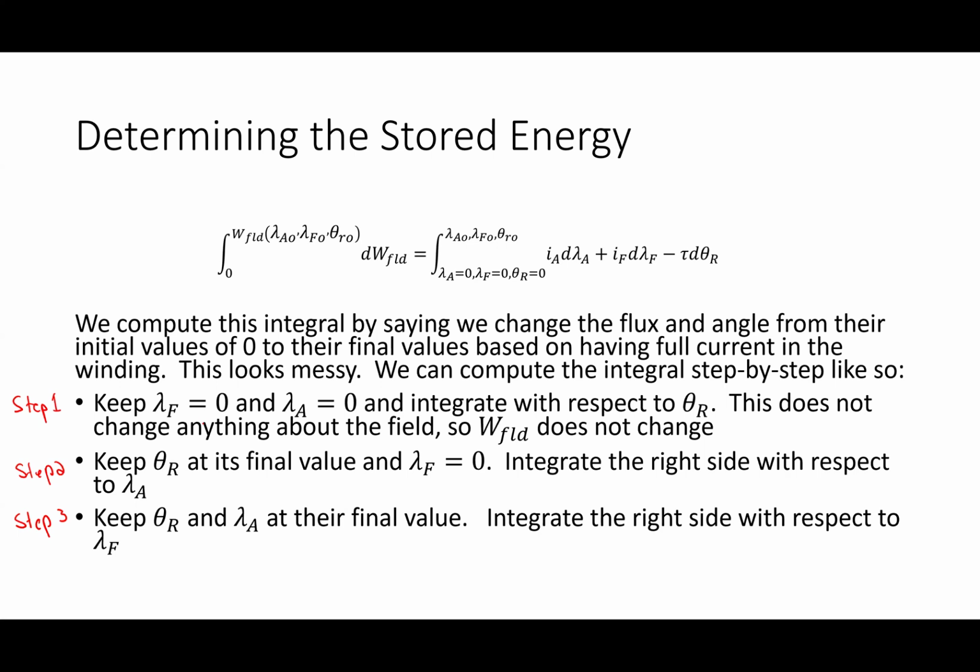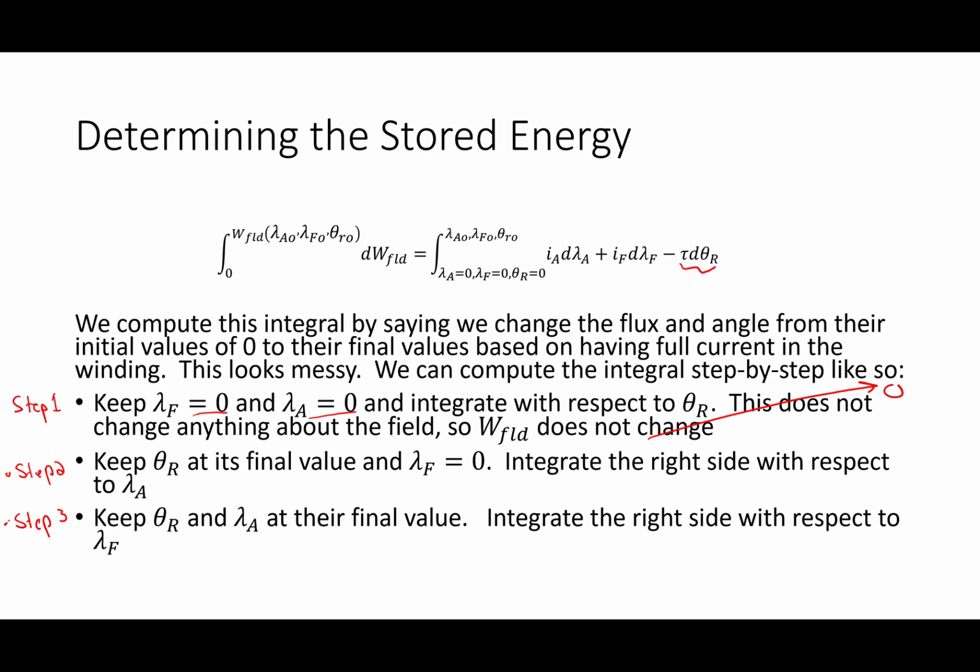In step 1, I assume that there's no flux in coil F and no flux in coil A. In other words, I'm not putting any current in. How much of a change in energy could there be? The change in energy would be nothing because there's no flux. So this first step, we never even do it, because we integrate with respect to theta R but it doesn't change anything. So really, I focus on step 2 and step 3.